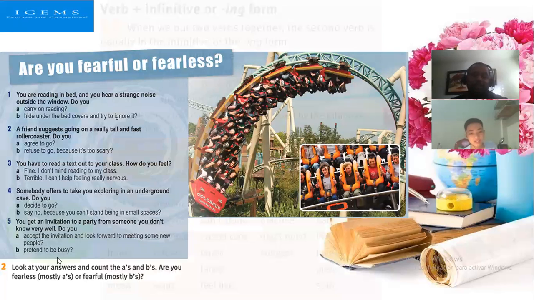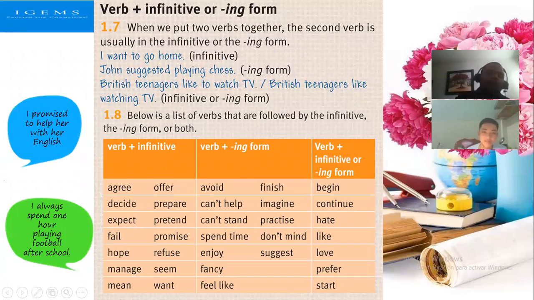So now we are going to be talking about something very important. I think we have been talking about that before, if I'm not mistaken. Here we're going to be talking about the verb plus the infinitive or the ing form. This lesson is intended to compare the differences between the use of the infinitive, which is done with the preposition to, and the use of the ing form.